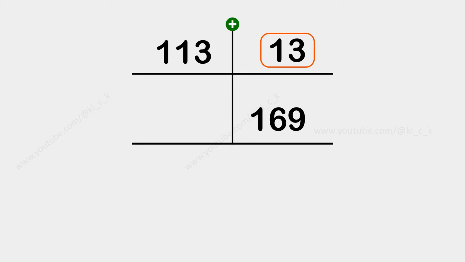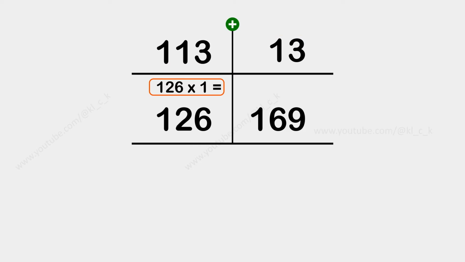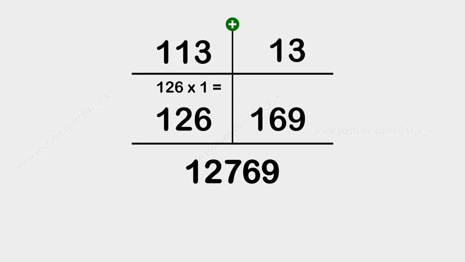Next, write the sum of the difference and the given number below. Here the sum of 13 and 113 is 126. Next, we multiply the sum 126 with 1, which is the multiple of base number 100. Next, in the final answer, we move down the last two digits 6, 9 of the square 169 to the right. Next, add the sum 126 with the leftover digit 1 from the square 169. Now write down the sum 127 to the left in the final answer. Next, join the left and right numbers, and this is our final answer.